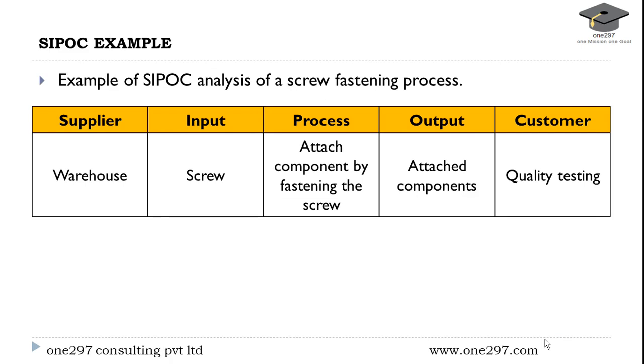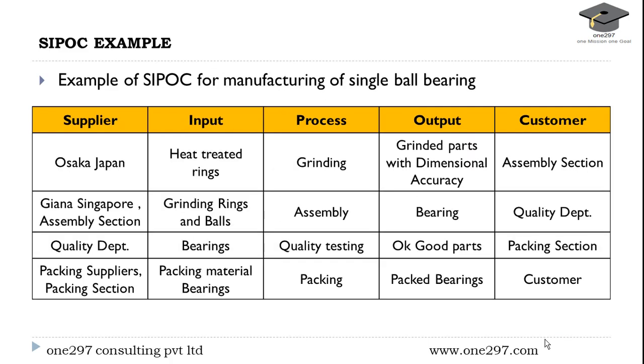Now we will see the second example of CPOC, that is manufacturing of a single ball bearing. Suppose the process is grinding, assembly, quality testing and packing. So in the grinding process, what will be the input? Heat treated ring. Who is the supplier? That is Osaka, Japan. What will be the output? Grinded part with dimensional accuracy. Who will be the customer? That is assembly section.